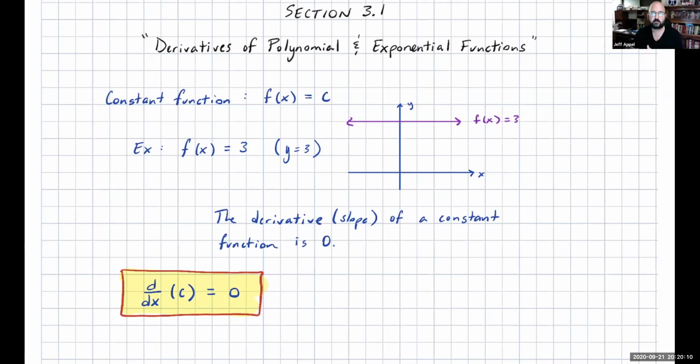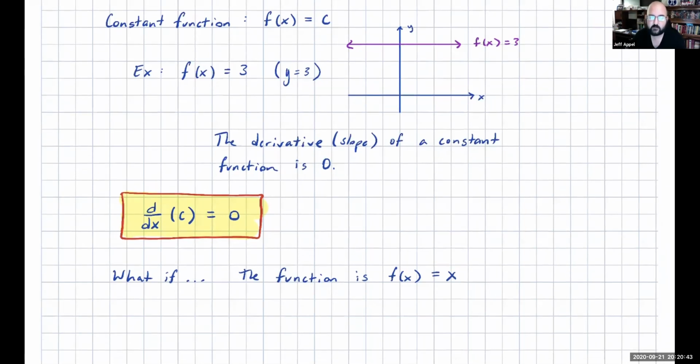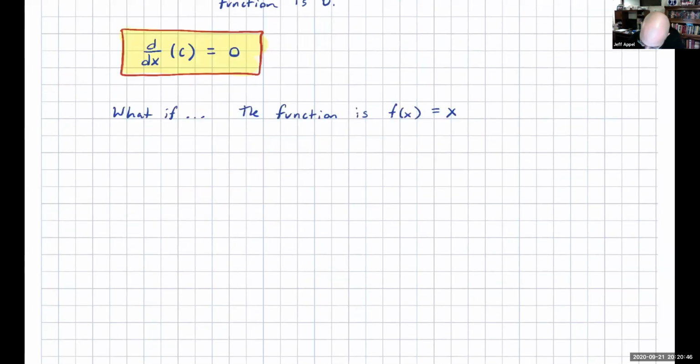Okay, what if the function changes though? Let's pretend it's not f of x equals c. What if we have a different type of function? So what if the function is f of x is equal to x? And my question for you is, okay, what is the derivative of this function? You could again think about it in terms of the graph of f of x equals x, and you should all know what that is off the top of your head, right? It's going to make a line. It's going to have an intercept at the origin. And it's going to look something like this.